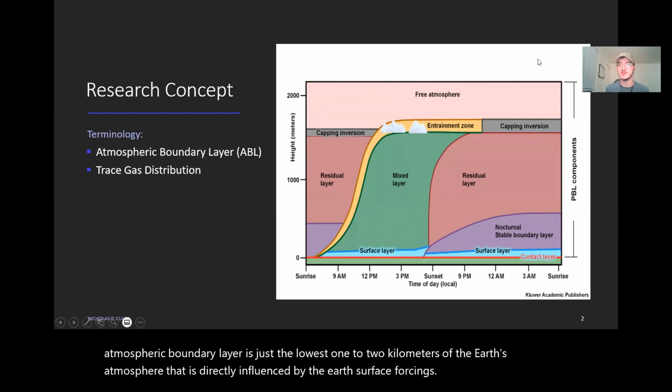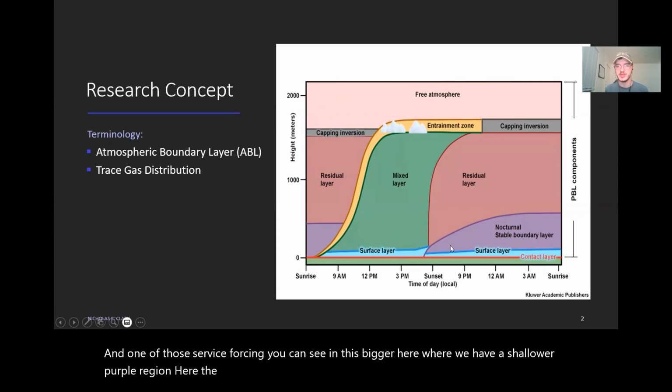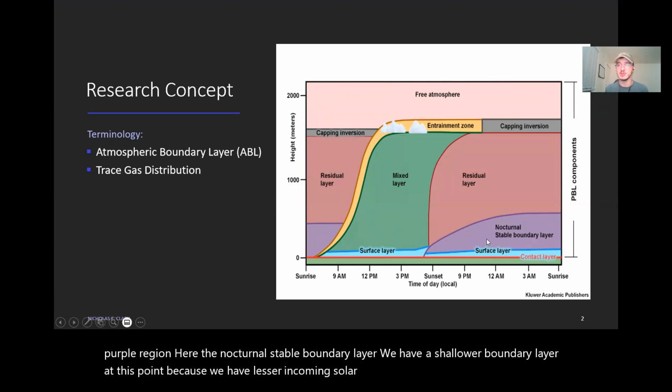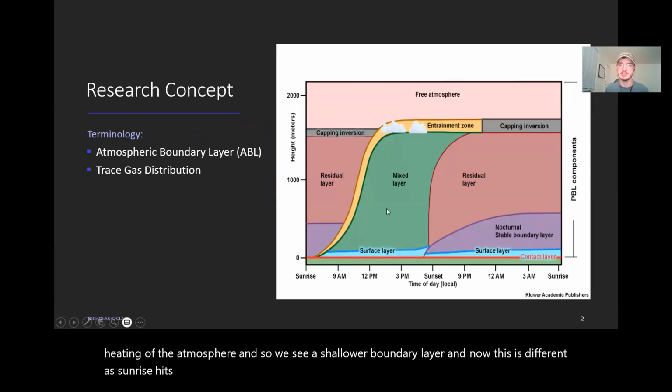One of those surface forcings you can see in this figure here, where we have a shallower purple region, the nocturnal or stable boundary layer. We have a shallower boundary layer at this point because we have lesser incoming solar radiation and thus a lower surface heating of the atmosphere. This is different as sunrise hits and time progresses into the day, when we see a deeper boundary layer. So we see the boundary layer changes with time.